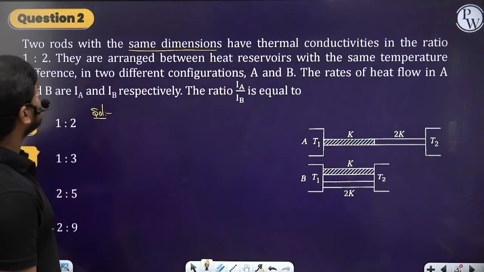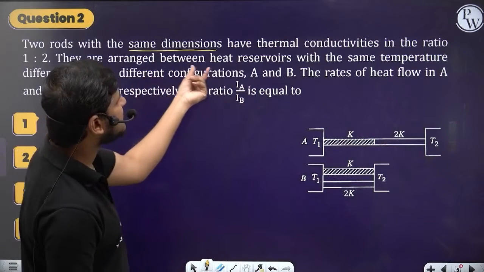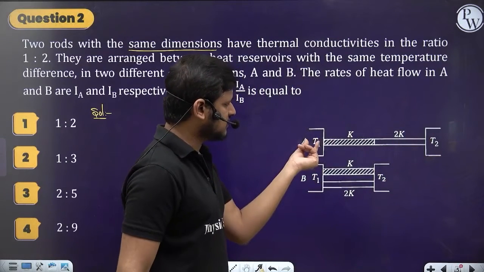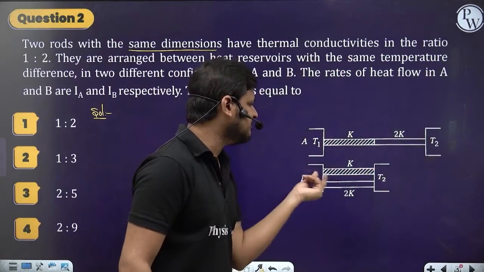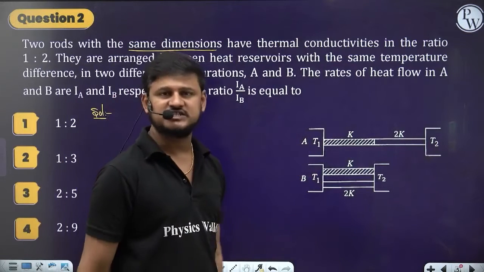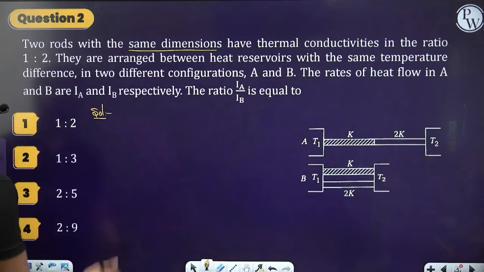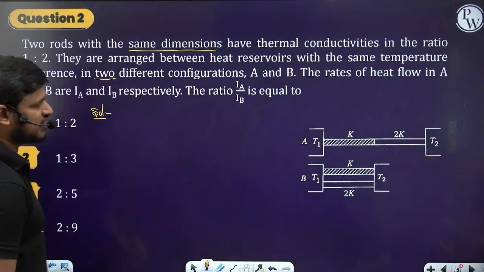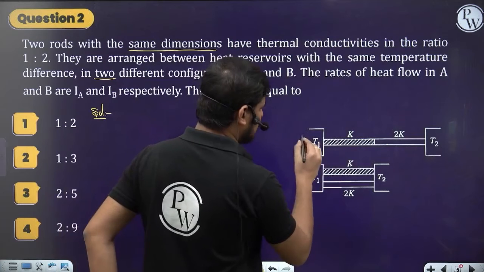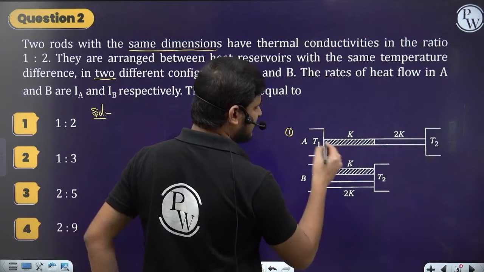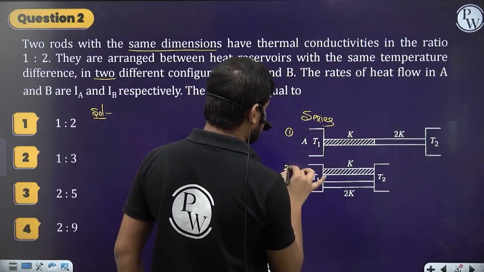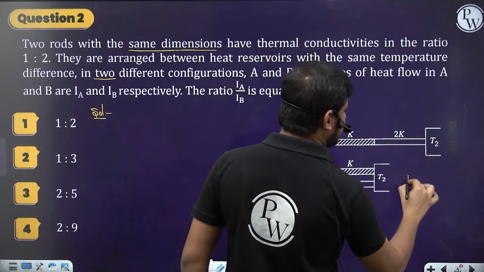Then they are arranged between heat reservoirs with the same temperatures T1 and T2. That means their end temperatures are maintained the same, in two different configurations. In the first configuration, this is the series combination, and this is the second configuration, which is the parallel combination.